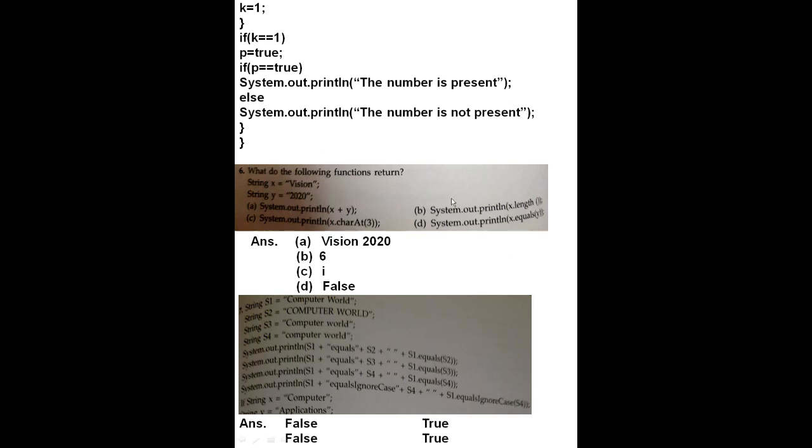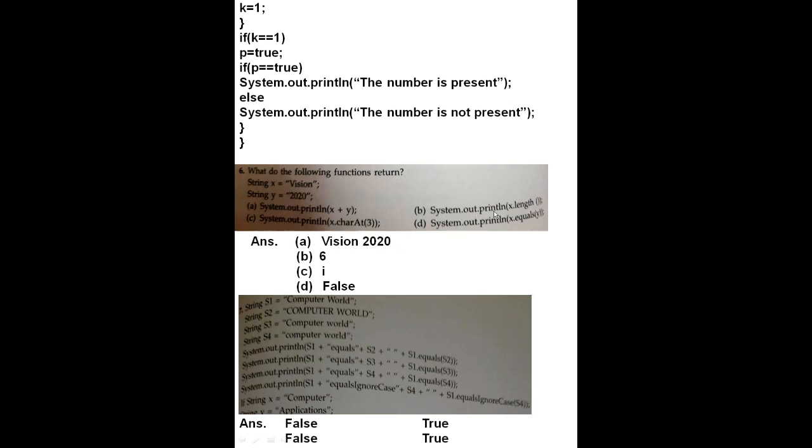Now these are some questions which are based on the array and string. First question, what do the following functions return? Suppose one string x is vision and the second string y is 2020. First is System.out.println(x + y), meaning we will add x plus y. Now it will become vision2020, because x is equal to vision and y is equal to 2020. So the answer will be vision2020.